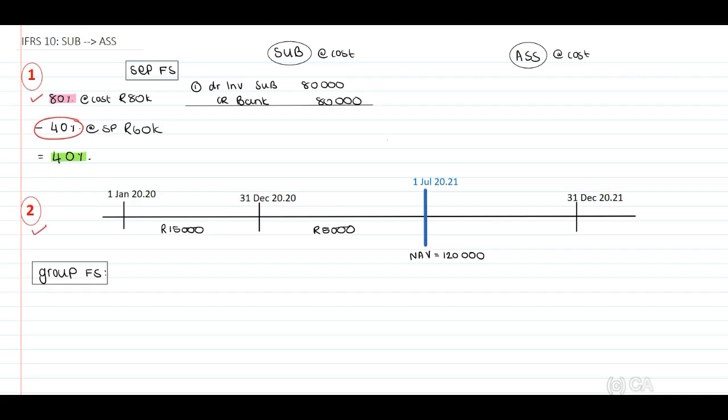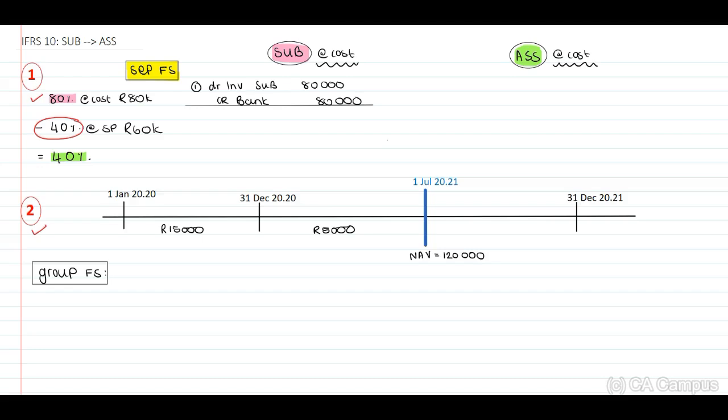Right, at the top of our timeline, in terms of the separate records of entity A, this is a subsidiary. We need to account for this at cost based on IAS 27. Then it changed into an associate. Recognize this at cost in terms of IAS 27. Therefore, our first journal entry in the separate records of entity A at acquisition date will be to debit the investment with the 80,000 and to credit bank.